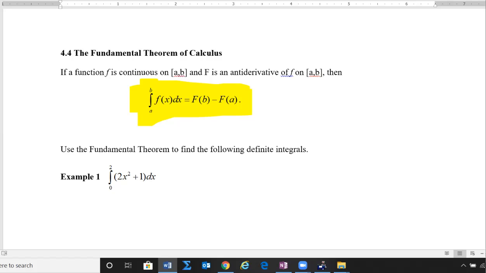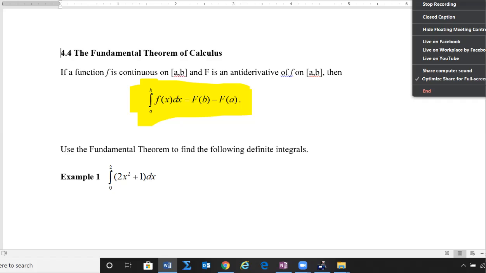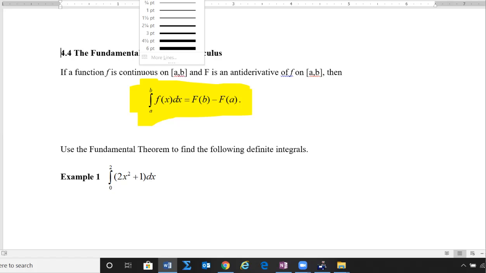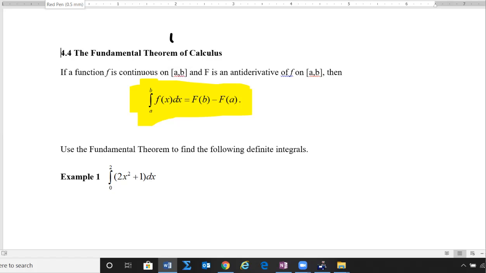That's all it is. We no longer have to use Riemann sums to calculate this definite integral. Don't have to do that for practical purposes. All we need is to do this subtraction, this evaluation. So let's concentrate on a couple of examples.